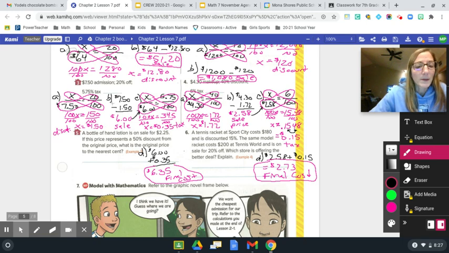Then you go to step B and you find out what that sale price is. And we talked about sale price being cheaper, so you need to subtract. You're going to take the $7.50, subtract away the $1.50 discount that you just got. And you should see that that admission is now going to be $6 on sale.